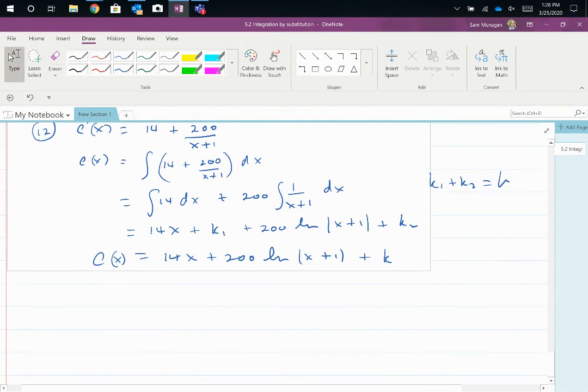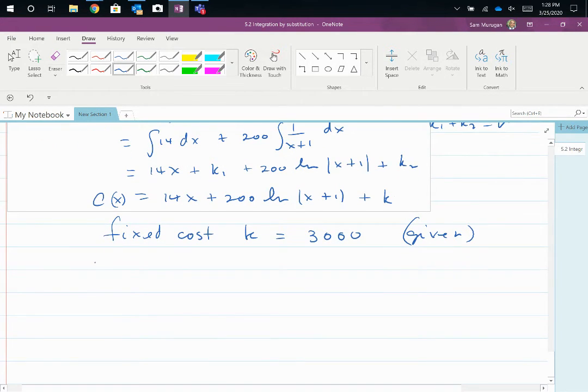Now, given that the fixed costs, which is K, is equal to 3,000, as given, we can rewrite our cost equation as C of x is equal to 14x plus 200 ln x plus 1 plus 3,000.